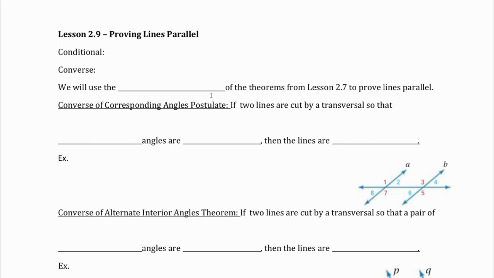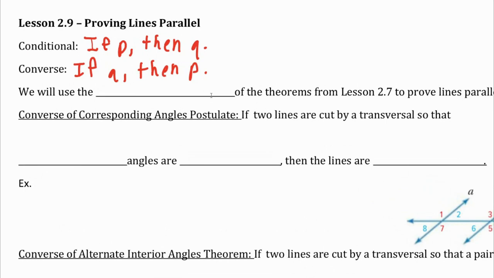Like we've talked about before, there are conditional statements and converse statements. A conditional statement says if P then Q, where P and Q are two different statements, whereas the converse is if Q then P. It switches the order of them. Up until this point, when we've been proving things, we've been working with conditionals. So today we're going to work a little bit with converses.